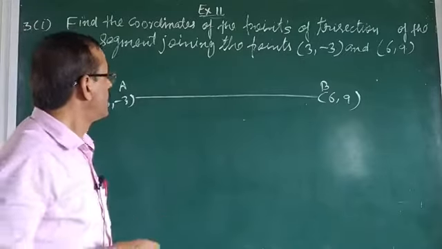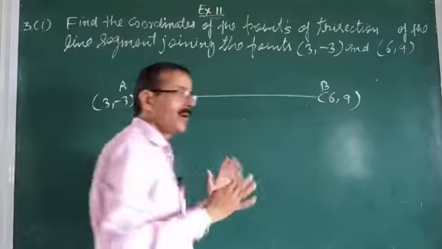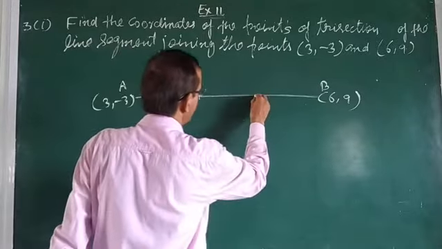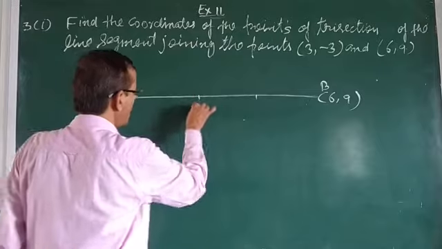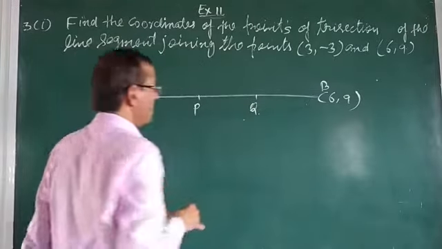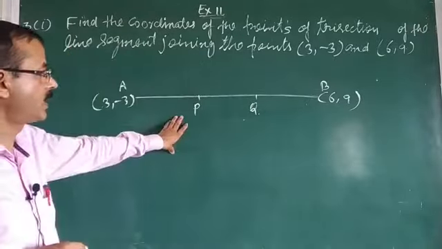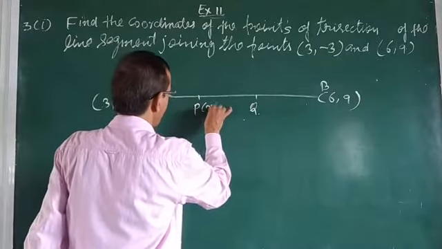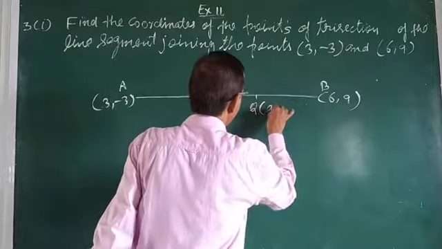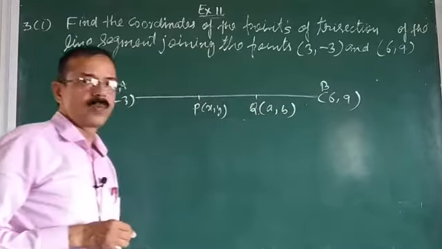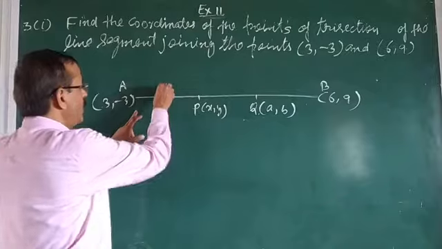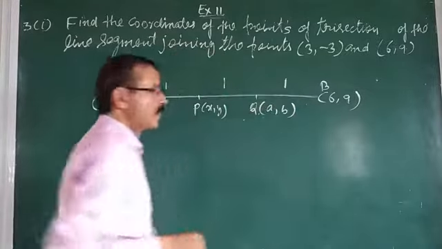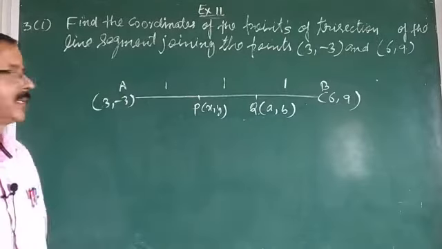Now this line has to be divided into 3 parts. Suppose the first part is here, the second part is there. This is P and this is Q. Let P's coordinates be (x, y) and Q's coordinates be (a, b). AB is divided into AP 1, PQ 1, QB 1. Trisection means 3 sections.